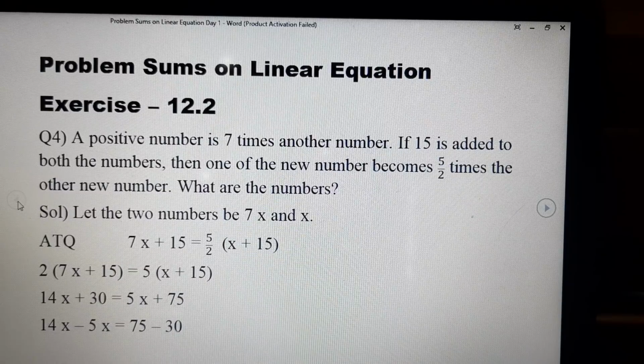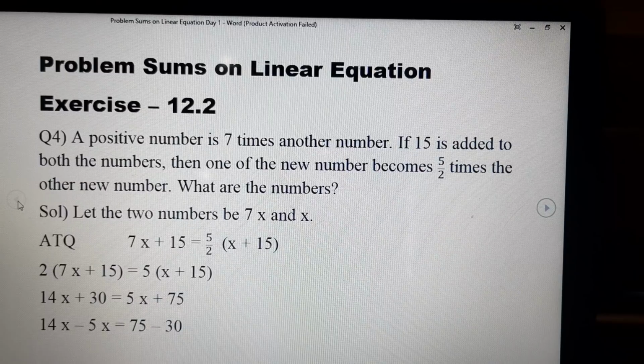Fine. So we'll first of all assume the positive number. Clear? Let the two numbers be 7x and x. The positive number is 7 times. Times means multiply. Another number becomes x and positive number becomes 7x. Now according to the question, if 15 is added to both the numbers, that means 7x plus 15 and x plus 15. Then we have two new numbers, 7x plus 15 and the other new number is x plus 15.